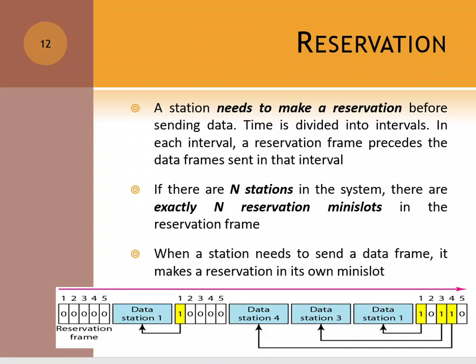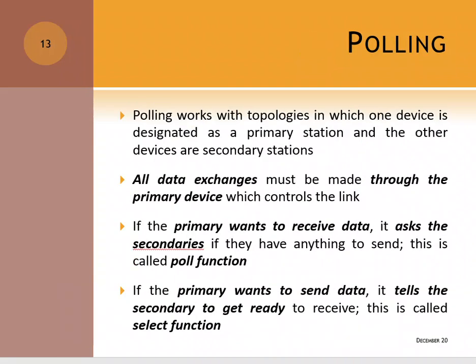Okay, next is polling. Polling works with topologies in which one device is designated as primary station and the other devices are secondary stations. Okay, polling ni dia biasanya digunakan dalam topologi yang mana ada primary station dengan secondary station. Contohnya macam star, okay, ada hub, maksud yang communication antara device lain perlu melalui hub tu. So all data exchange must be made through the primary device, which controls the link.